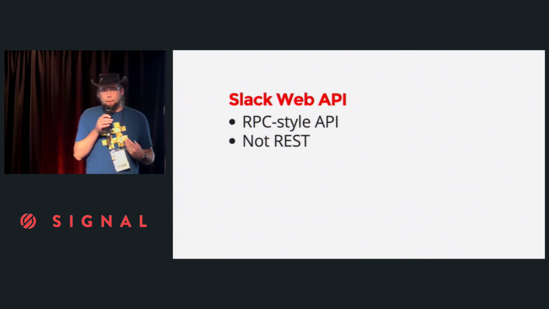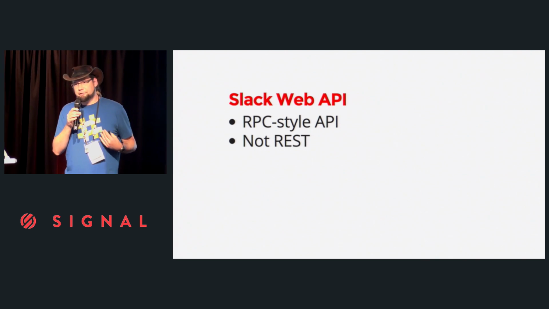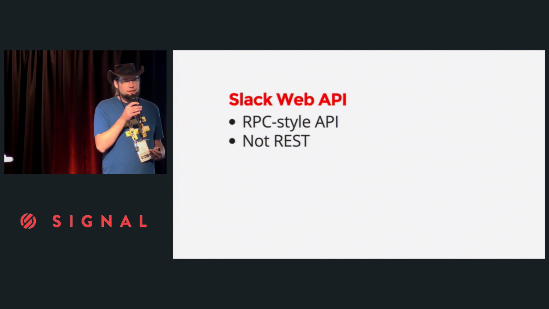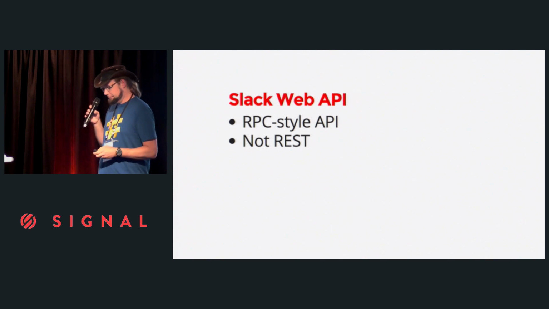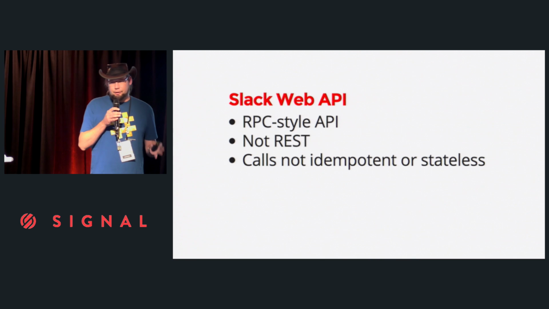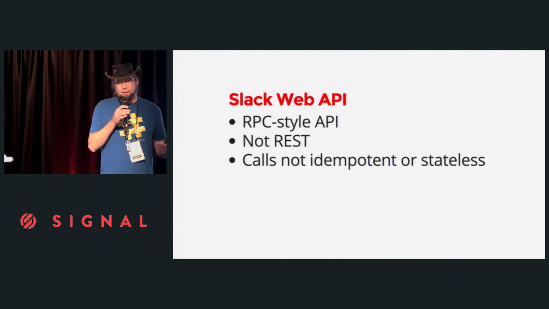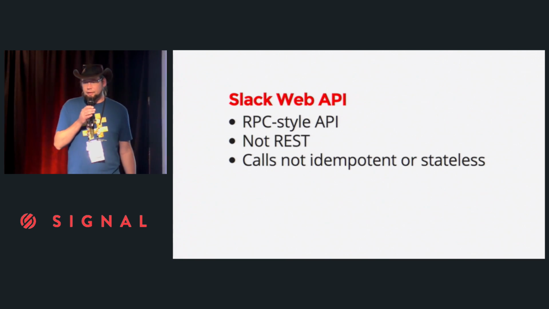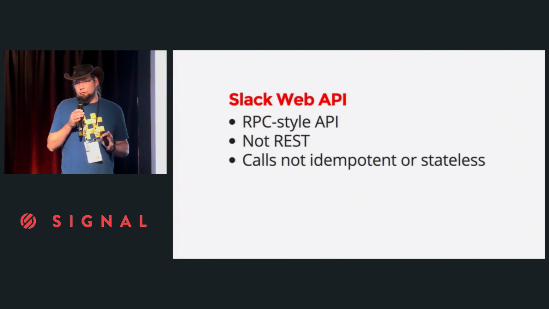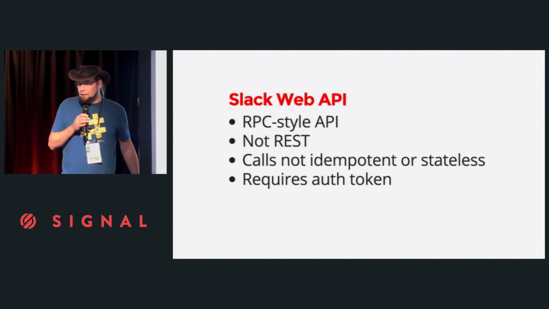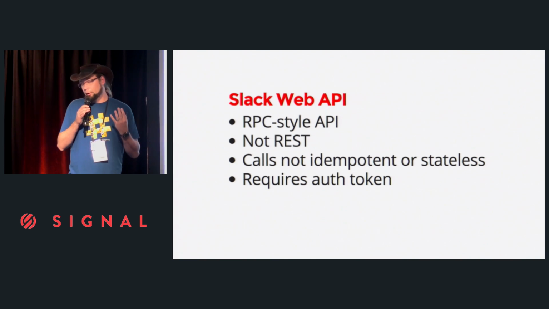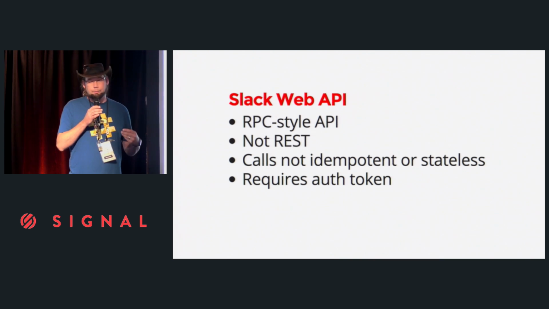So what we're doing every time we make a call here is we're actually changing the state of a Slack team somehow. Maybe we're just posting a message, but there are other actions that you can take as well that could alter the state of the team. And because of that, calls are not guaranteed to be idempotent or stateless. We are actually altering a shared state. So just something to think about. Don't expect REST. It requires an auth token. Everything that we're doing is going to require an auth token. The auth token gives you permission to make calls on behalf of a team.